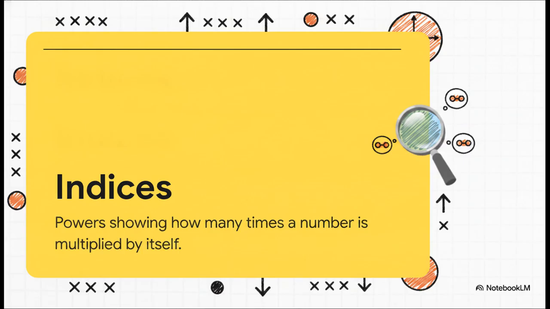So say you have 2 to the power of 3. You're not doing anything crazy complicated. You're just taking that base number, 2, and multiplying it by itself 3 times. 2 times 2 times 2, which gives you 8. It's just repeated multiplication. Super simple, right?